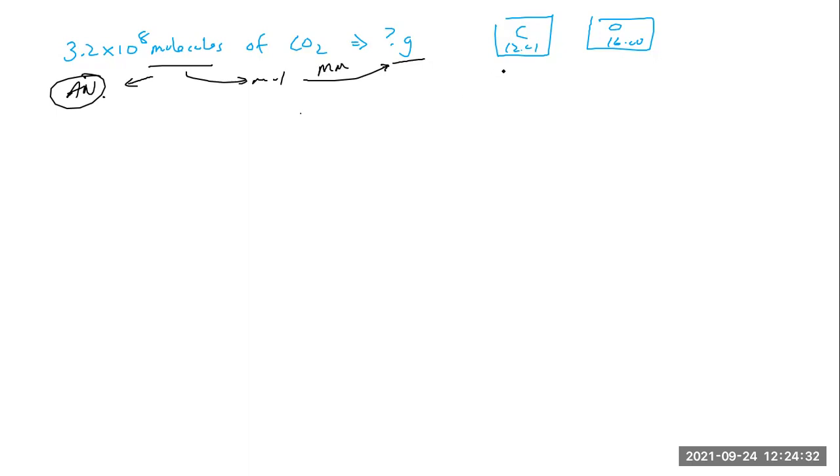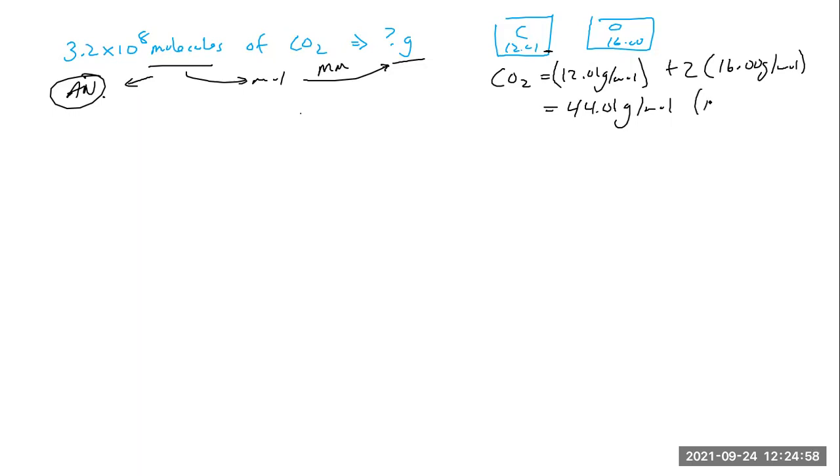So might as well up front calculate the molar mass here of CO2. Going to the periodic table, we see carbon is 12.01 grams per mole, plus 2 times 16 grams per mole, which is our oxygen. That's 32 and 12. That gives us 44.01 grams per mole. Again, that is our molar mass for CO2.